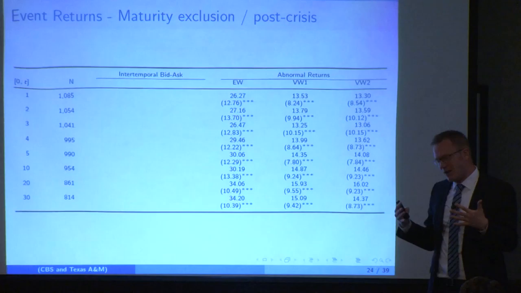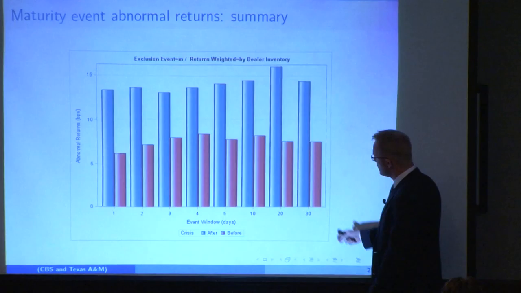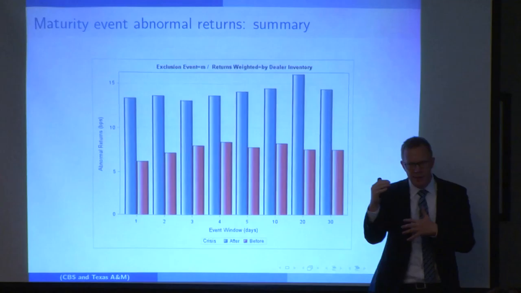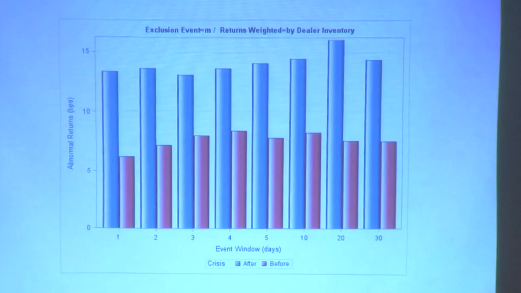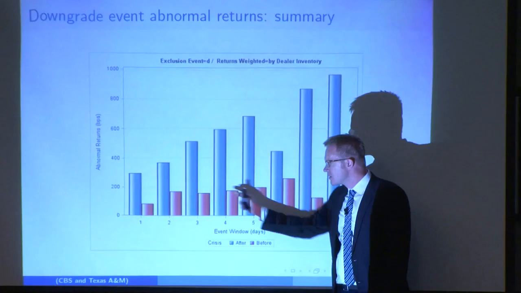If you take this as an illustration, then the red bars here are all the before returns and the blue bars are the after returns. So clearly there's a difference in the cost of immediacy from before to after the crisis. We do the same thing for the downgrades, and this is what we get. The blue lines are again after the crisis, the red lines are before the crisis.